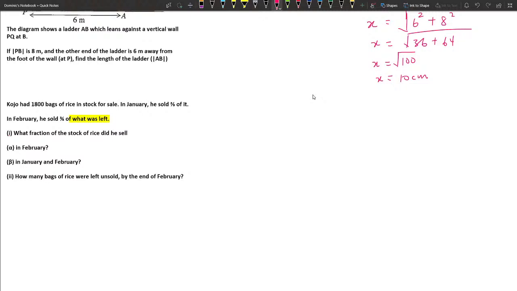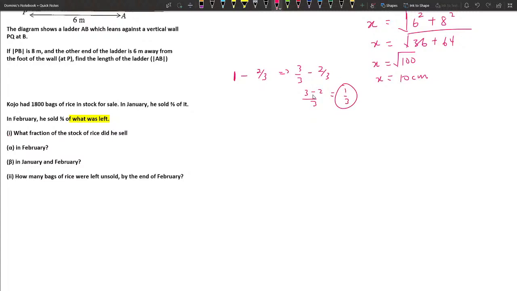So in terms of fractions, Kojo had 1,800 bags, which is one whole, and then he sold 2/3 of it. So we have to subtract that from one whole. To do that subtraction, you just have to look at the denominator. The denominator is 3, so it will be 3/3, which gives us 1 whole minus 2/3. When you do the subtraction, we will have 1/3. So our answer is 1/3.